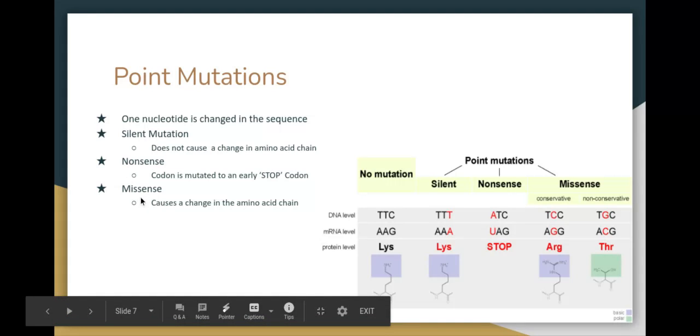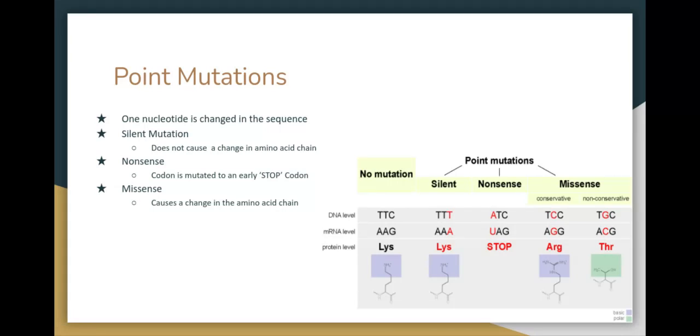So then we have a missense mutation, which also is kind of the opposite of a silent mutation. It's where something is changed, and it causes a change in the amino acid chain, whereas in the silent mutation, there is no change in the amino acid chain.